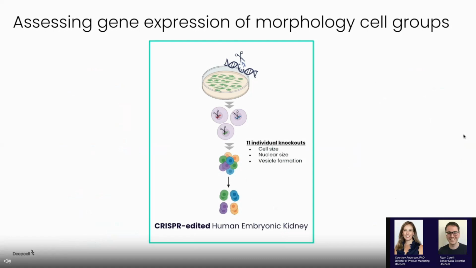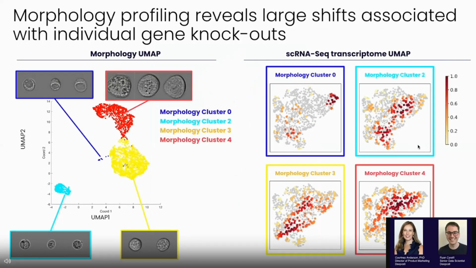In this experiment, we used CRISPR to knock out 11 genes in human embryonic kidney cells. These genes were previously linked to morphology, and impacted morphological features included cell size, nuclear size, and vesicle formation. In the morphology UMAP on the left, we see 4 distinct cell morphologies which were induced by the knockout. Each of these morphologies was then sorted and processed by single-cell RNA-seq, which produces the transcriptional UMAPs that we can see on the right.